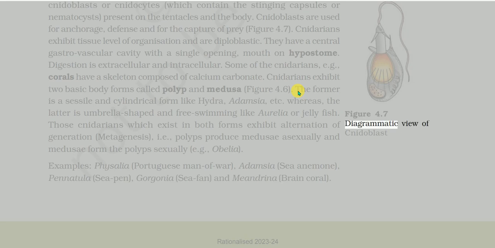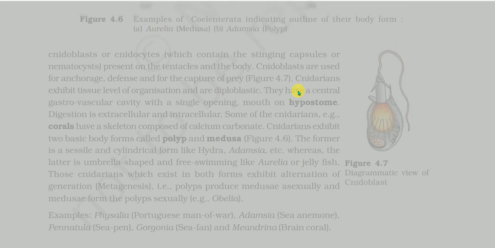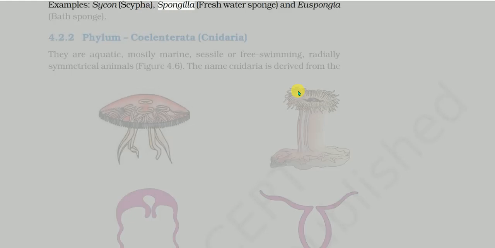Figure 4.7 Diagrammatic view of cnidoblast. Figure 4.6 Examples of Coelenterata indicating outline of their body form: A. Aurelia, medusa; B. Adamsia, polyp. Examples of sponges: Scypha, Spongilla, freshwater sponge, and Euspongia, bath sponge.